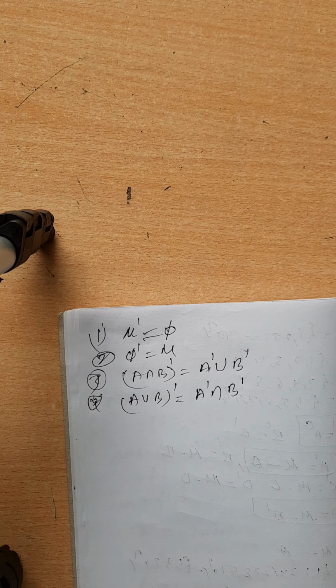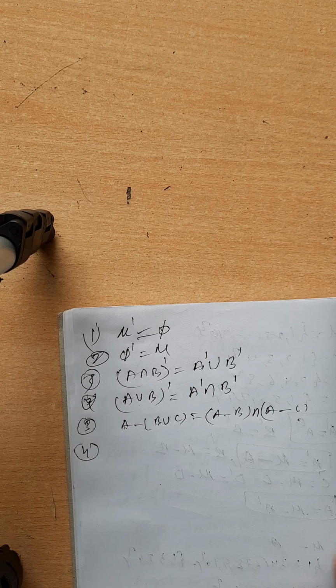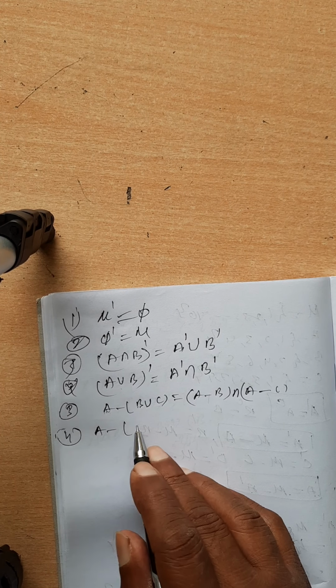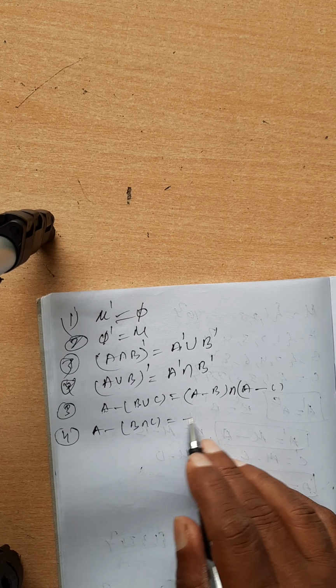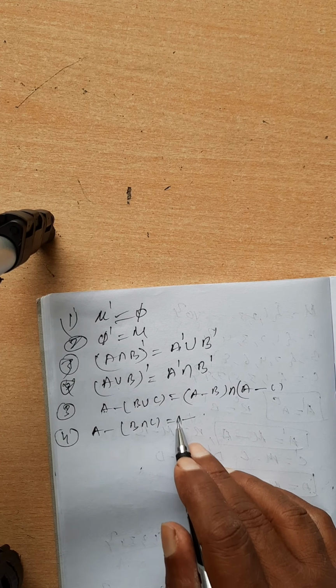Third one, A minus B union C is there. So we have to write separately: A minus B as it is, A minus C also. But here union is there, so we have to take intersection. Fourth one, A minus B intersection C is there. So what we have to do? Again we write A minus B, A minus C also. What intersection is there? So union we have to take.